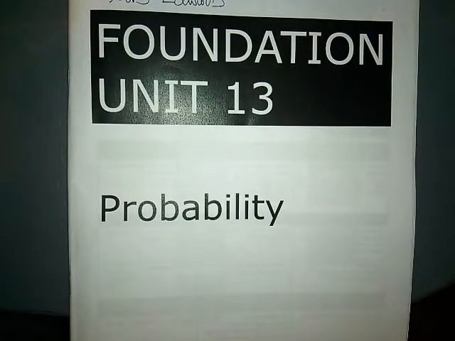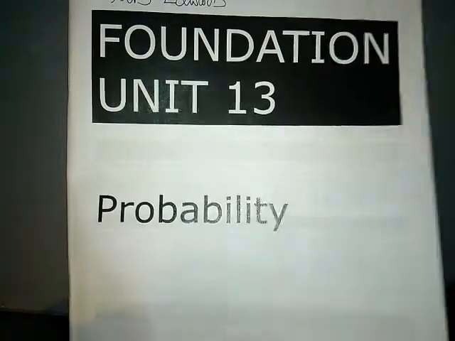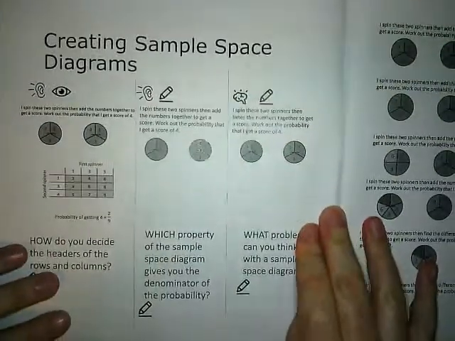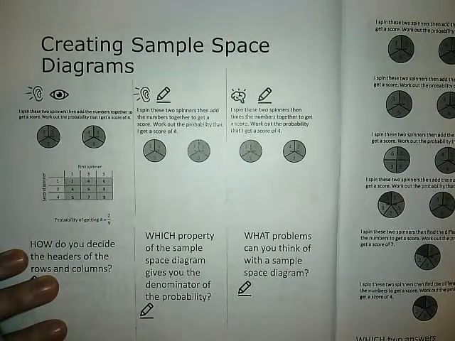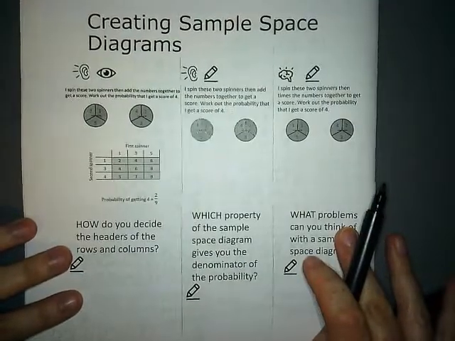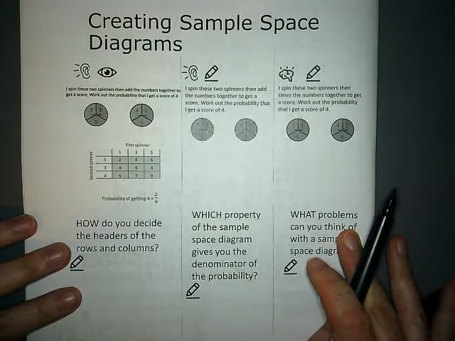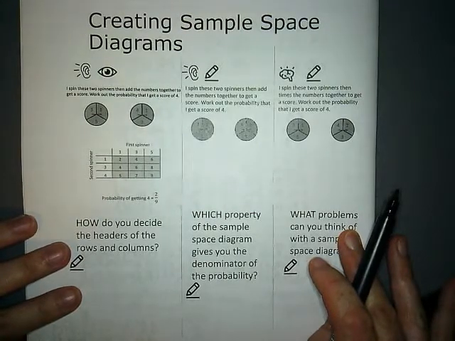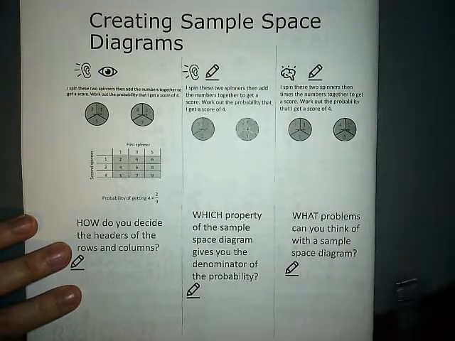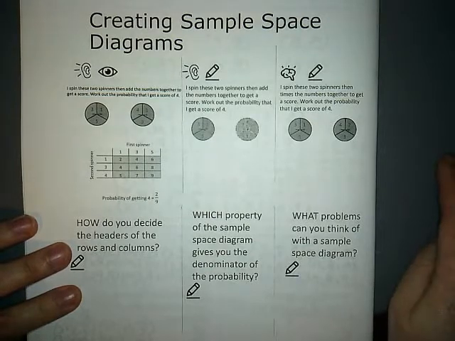You're going to need your Foundation Unit 13 workbook, probability, and you are going to turn to creating sample space diagrams. Now, a sample space diagram is just another way of organising your information so that you can work out probabilities.